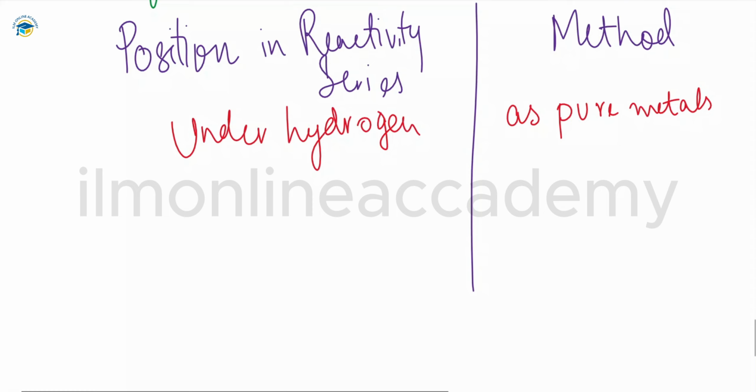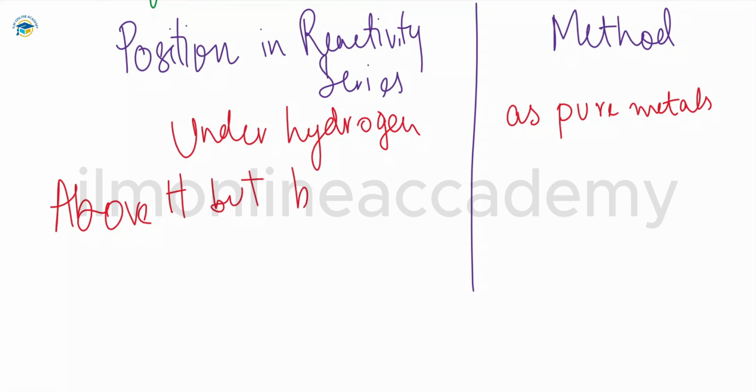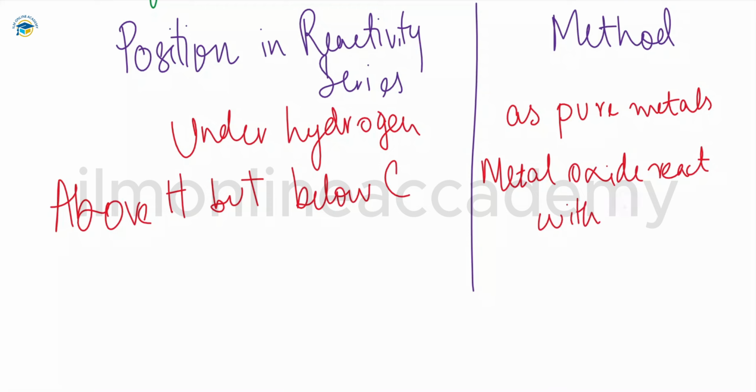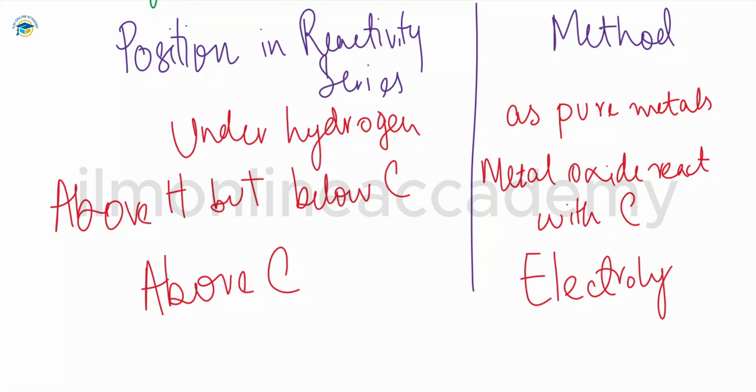Next, if the metal is present above hydrogen but below carbon, which method do you have to use? We have the metal oxide reacting with the carbon. If the metal is below carbon, that means the metal is less reactive than carbon, right? And carbon is more reactive, so you can use the reduction method using carbon. If the metal is present above carbon, those are highly reactive metals and they are not reduced with the help of carbon, so you have to use electrolysis, the process that we did for aluminum. So this is just a hint for you to remember which metal can be extracted by which method.